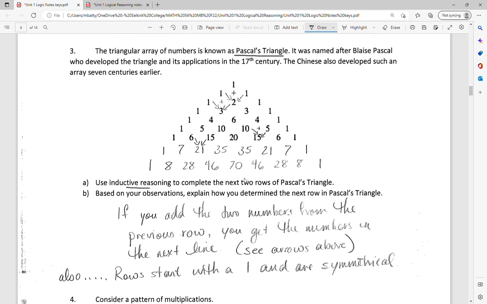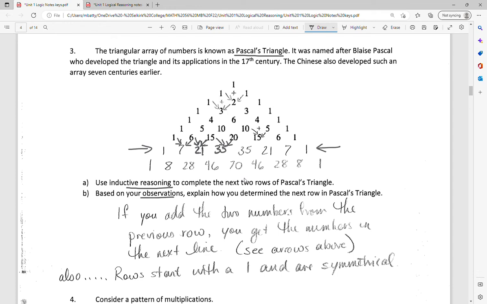So using inductive reasoning to complete the next two rows of Pascal's triangle, what I've done is taken and added the two numbers here. Do you see how I've added 1 and 6 to get 7? Or 6 and 15 to get my 21, right? 15 plus 20 is 35. That's how I'm completing this. I also started each row with a 1 and ended each row with a 1.